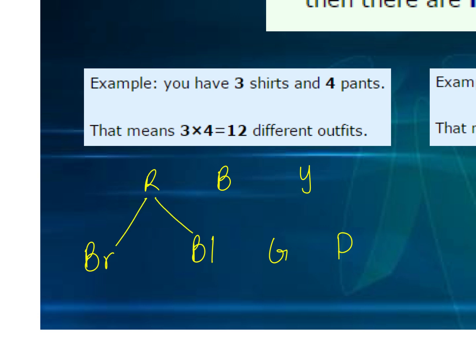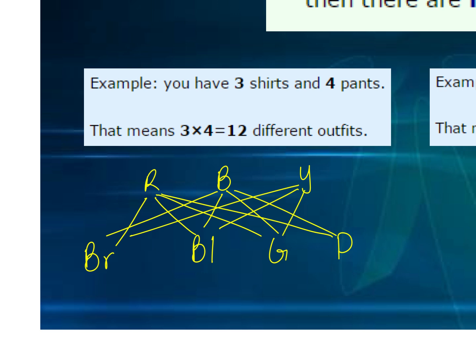Red and brown, red and blue, red and green, red and purple. Blue and brown, blue and blue, blue and green, blue and purple. Yellow, brown, yellow, blue, yellow, green, yellow, purple. So that's a total of 12 different outfits that I could make without repeating an outfit.